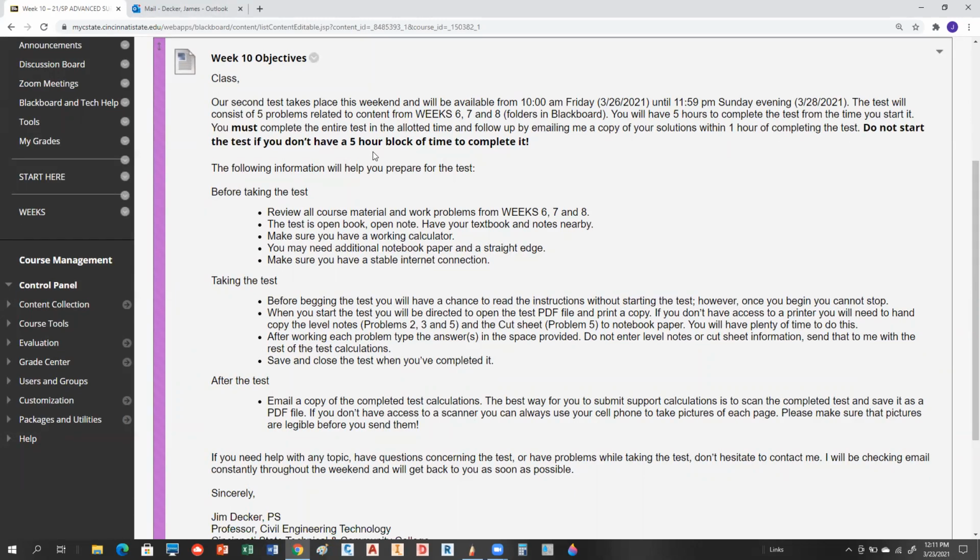But the idea is that it'll give you enough time so that you can feel comfortable interacting with Blackboard. Okay. I do expect you to enter some of your answers through Blackboard because it's kind of an accountability issue for me. But you'll have the time frame anywhere from Friday morning up until Sunday evening to take this test.